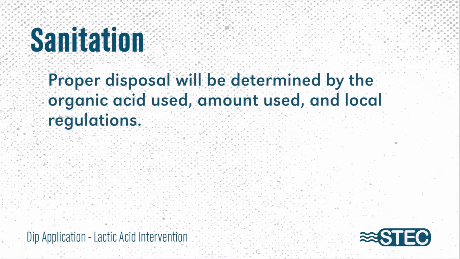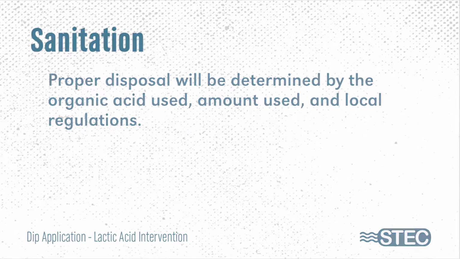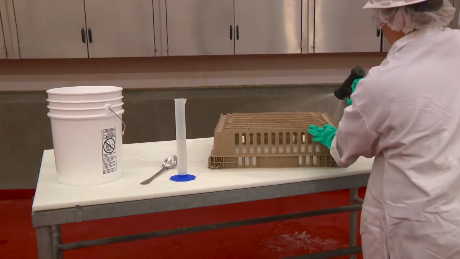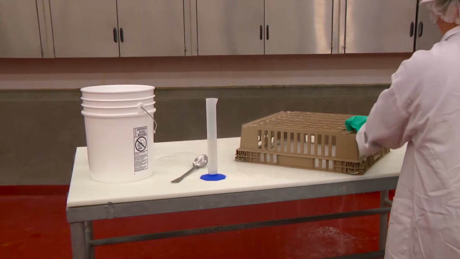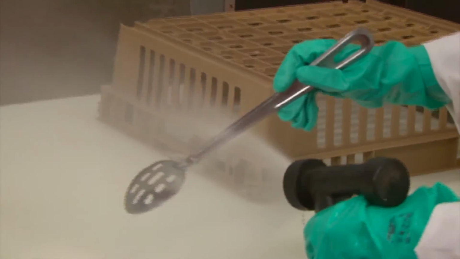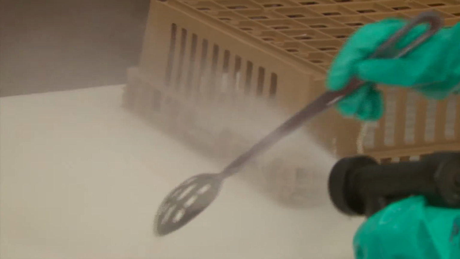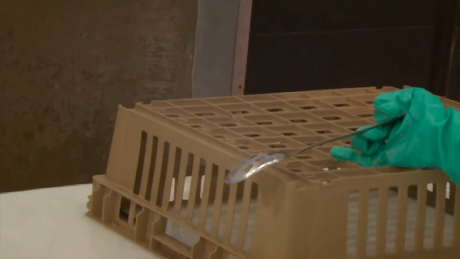Proper disposal will be determined by the organic acid used, amount used, and local regulations. All equipment and utensils should be washed thoroughly according to plant sanitation standard operating procedures. Initial rinsing is very important to remove any residual lactic acid and prevent corrosion.